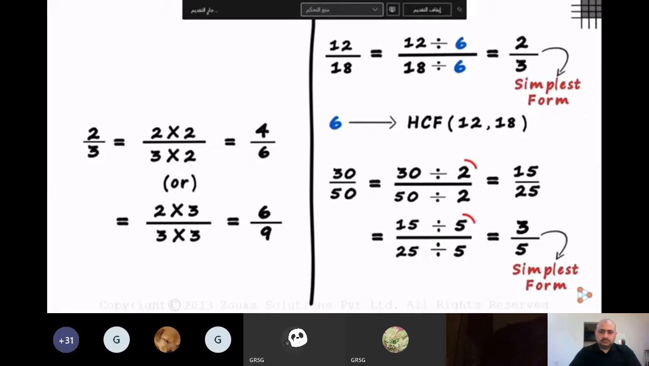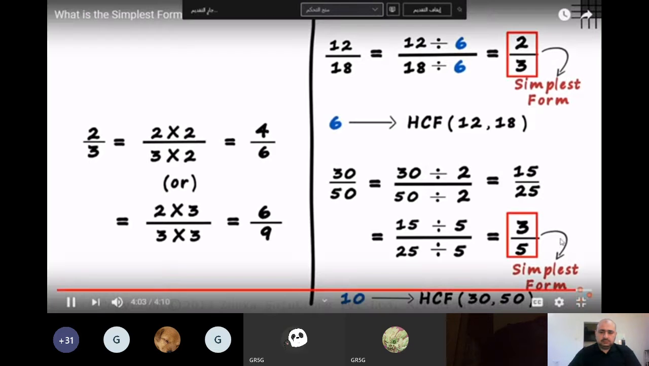The product of the numbers we divided the numerators and denominators by will be their HCF. Here, 2 times 5, which equals 10, is the HCF of 30 and 50. It is always recommended that you first find the HCF and then divide the numerator and the denominator by it just once, instead of performing division many times. This is also called the simplification of fractions, as we are simplifying it to its simplest form.